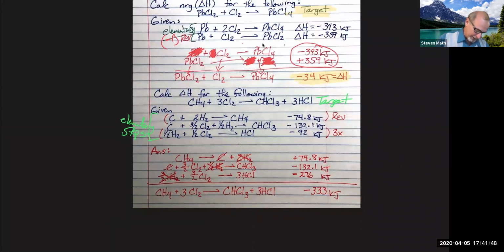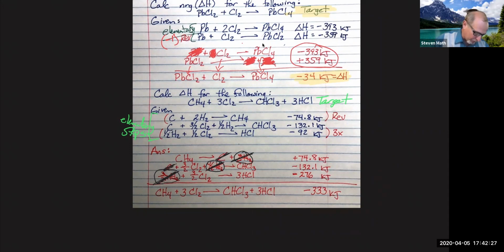Let's make sure everything cancels out, okay? Grab a different color pen here. I have 1 carbon and 1 carbon. They cancel out nicely. Now the rest of it gets kind of weird. I have 3/2 of hydrogen there and 1/2 of hydrogen there. That makes 4/2 of hydrogen. That's 2 hydrogen molecules. And there they are. So that's going to cancel. That's going to cancel.